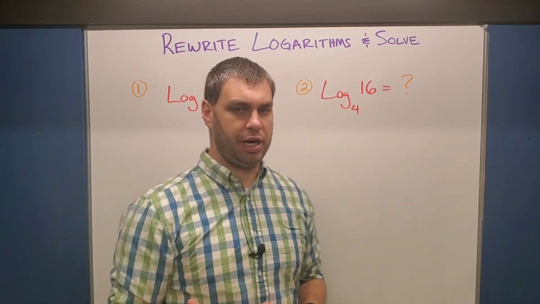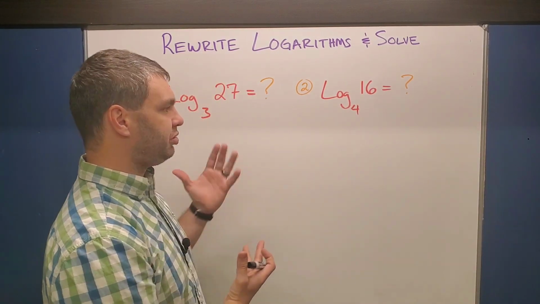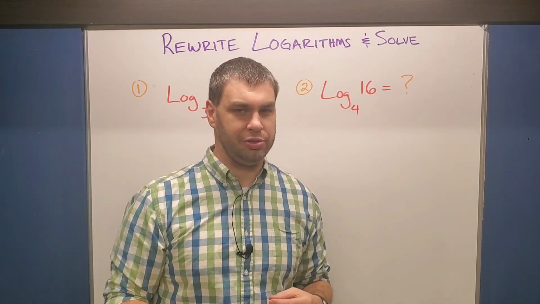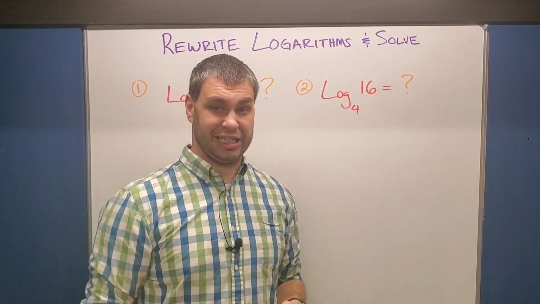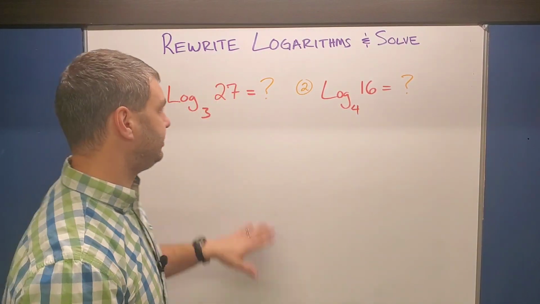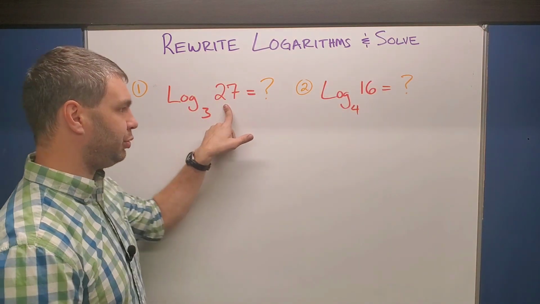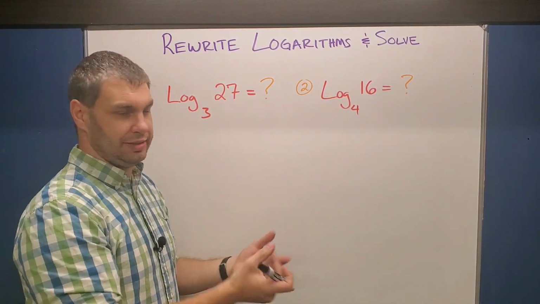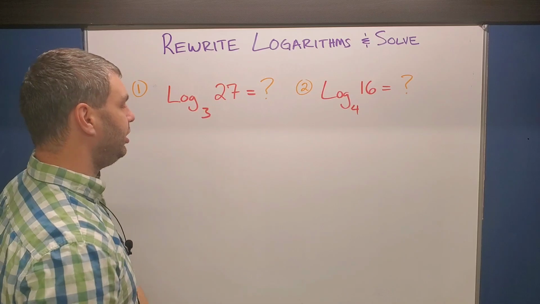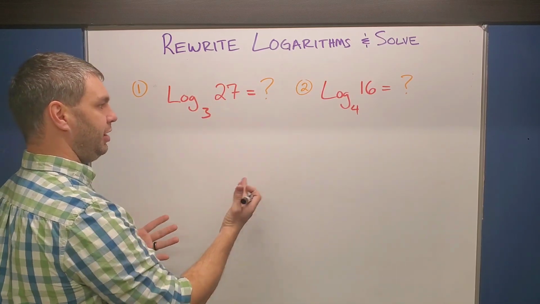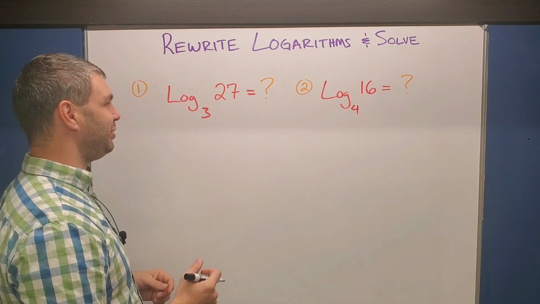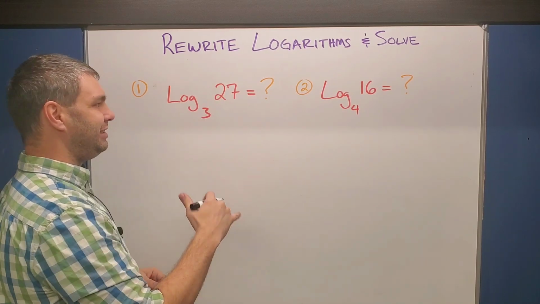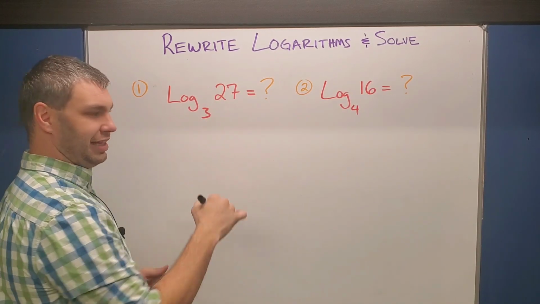In this video, we're given some logarithms, and we're going to be asked to solve for these logarithms. In order to do that, we're going to learn how to rewrite these so they look more like an exponential function. What I mean by that is, if we have log base 3 of 27 equals what? It's asking, what does this thing equal? Well, we can't really figure this out now, unless you know a couple things which we'll get to in future videos. But what we could do instead is rewrite this as an exponential function.